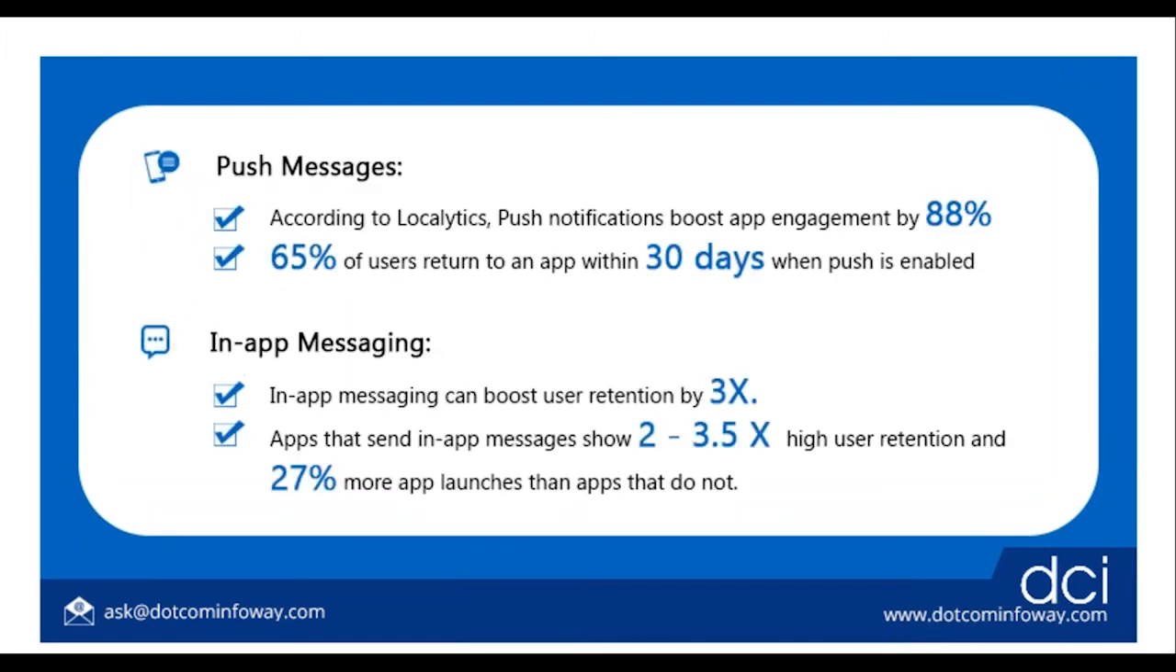Then comes the push messages. According to Localytics, push messages boost app engagement by 88%. 65% of the users return to the app within 30 days when push is enabled. Coming to in-app messaging, it can boost your user retention by 3x, and apps that send in-app messages show 2 to 3.5% higher user retention and 27% more app launches than apps that do not.